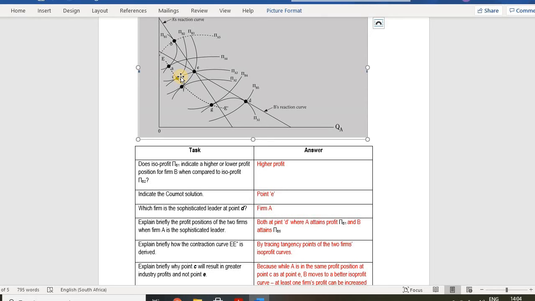And then when we move to point C, at point C, still firm A realizes A3, there's no change, but firm B will then shift from point C to point E, from B2 to B3 isoprofit, meaning that they increase their profits at this point. They are better off at this point.